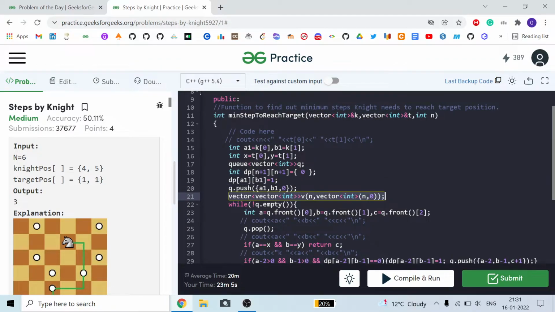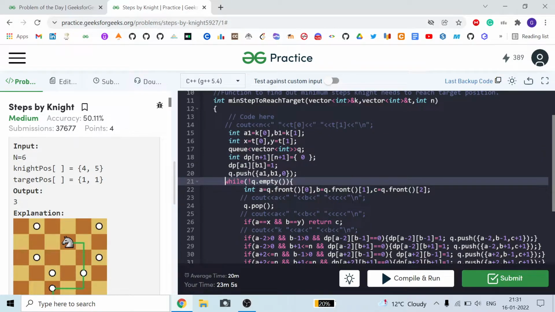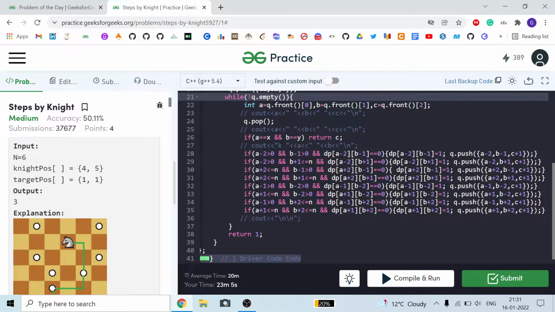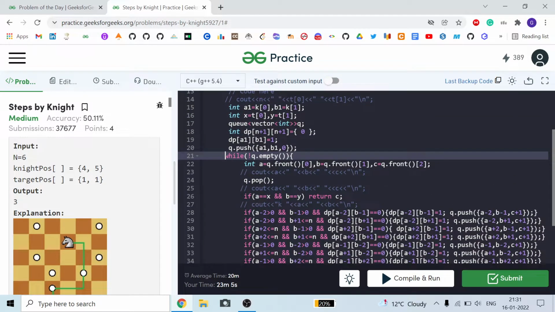I again took a vector of int v. It is not necessary. I took TP, which is not necessary at all. I don't use it in my code. I just write it. So we run a while loop.